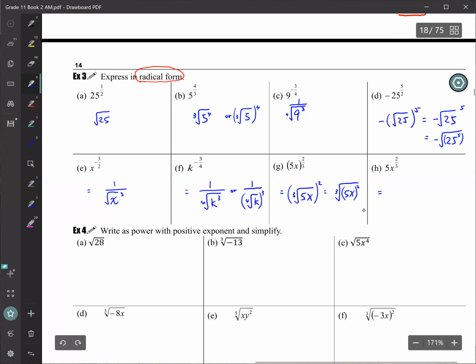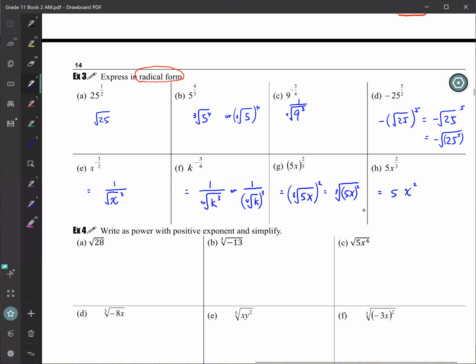Okay, question H. Nathan? 5x to the squared, and then over the under the cube root thing. Which one is under the cube root? The 5. The 5 is also included, the whole thing. The whole thing like this? Yeah. Okay, how do you know the 5 is included? It's not, because there's no brackets with it in the x thing. Okay, so where should we put the cube root then? Just over the x. Yeah, over the x, okay?